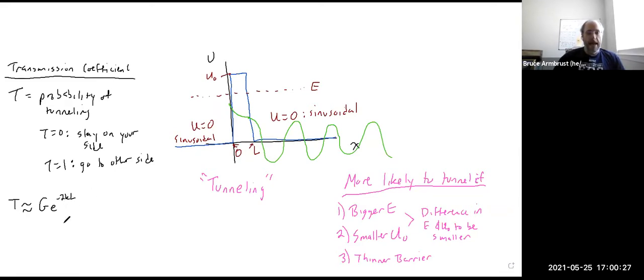This K is the square root of 2m times (U naught minus E) all over h-bar squared. You may remember seeing something that looked like this. This comes from the derivation of psi from the differential equation.